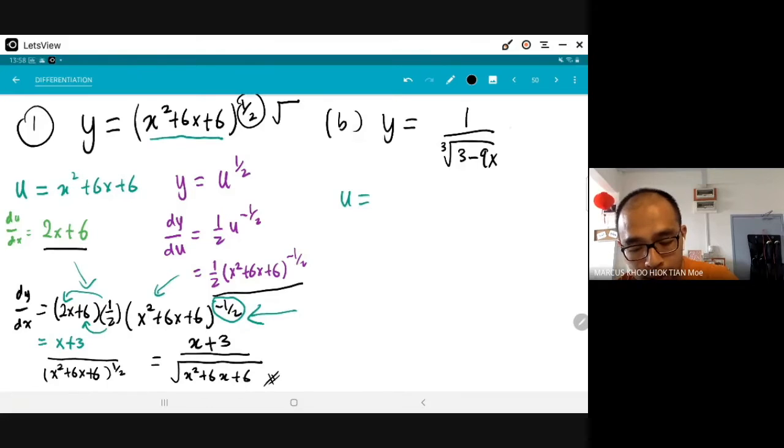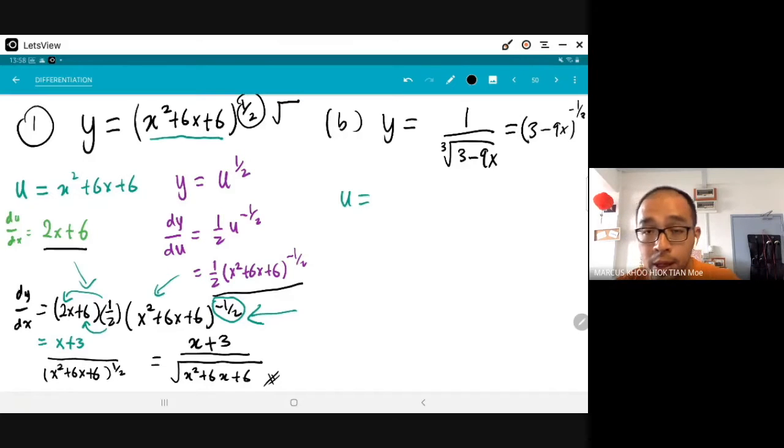Okay, this one is cube root, punca kuasa 3, of 3 minus 9x. So I'm going to bring it up and I'm going to say that this is 3 minus 9x to the power of negative 1 over 3. Sebab punca kuasa 3 is actually kuasa 1 per 3.